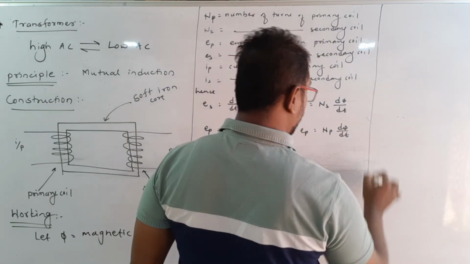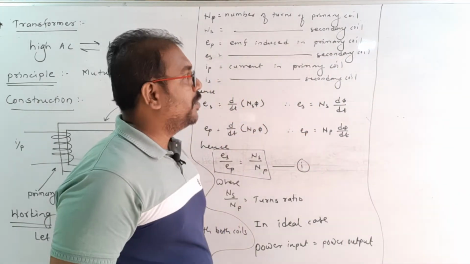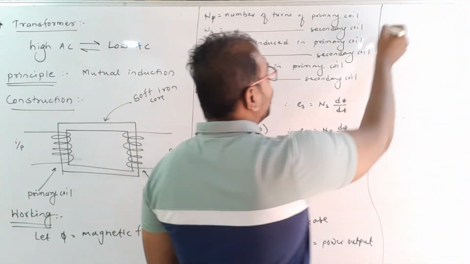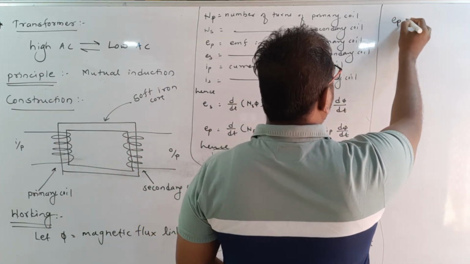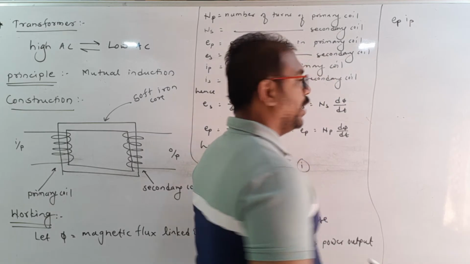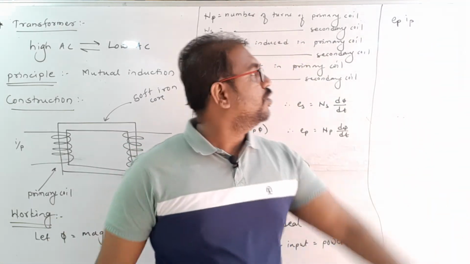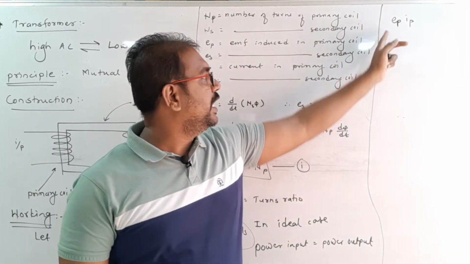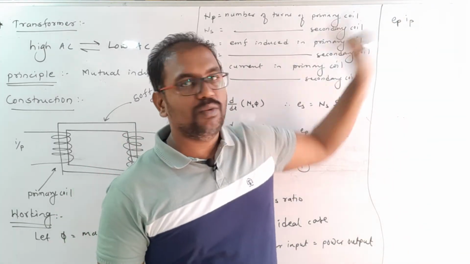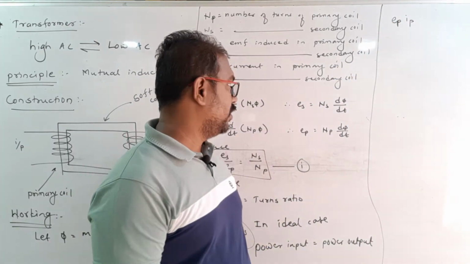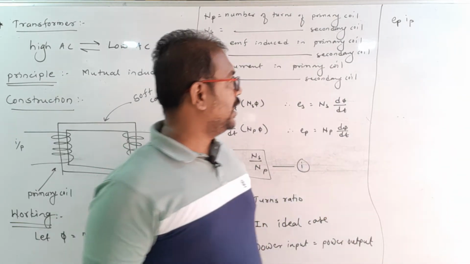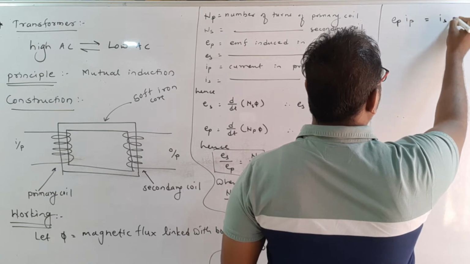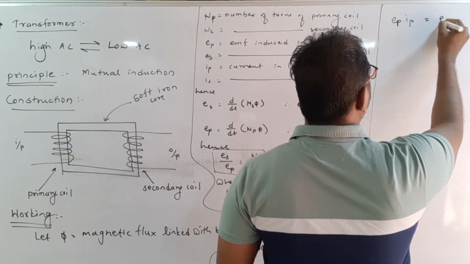Now let me write the formulas here. Input power, we know the formula of power: I into V. Since input is given at the primary, it is EP into IP. Instead of V, we are using E in this chapter. So E into I is the power. So input power is EP IP. Output power is ES IS.